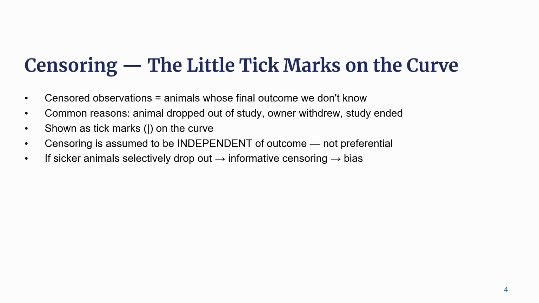The KM method accounts for censoring by removing censored animals from the risk set going forward. It's statistically valid, but only if censoring is random. If sicker animals are more likely to drop out, the curve will look artificially optimistic. This is called informative censoring, and it's a red flag. When you see lots of censoring early in a study, pause and ask, why are animals leaving early?